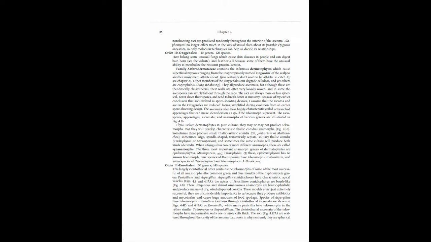Species of Aspergillus have teleomorphs in Eurotium. Sections through cleistothecial ascomata are shown in Figs 4.4d and 4.17a, or Emericella, while many Penicillia have teleomorphs in the rather similar Talaromyces or Eupenicillium. The cleistothecial ascomata of the teleomorphs have impermeable walls one or more cells thick. The asci, Fig 4.17a, are scattered throughout the cavity of the ascoma, i.e., never in a hymenium, and they are spherical.